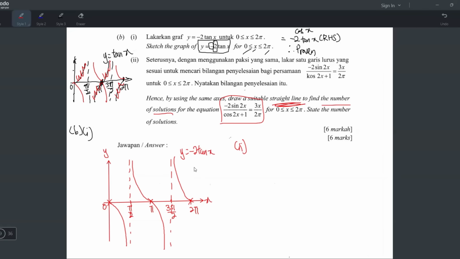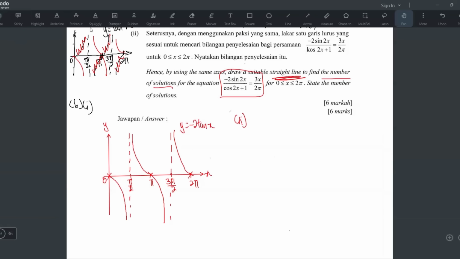Draw a straight line, and then count how many points of intersection there are. Count how many times the straight line touches this tangent graph. Okay, but before drawing the straight line, we need the equation of the straight line first. But the equation that they gave is not the equation of a straight line.